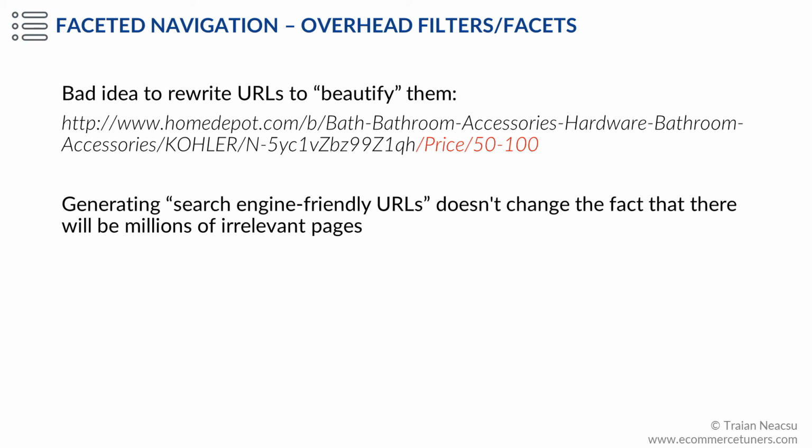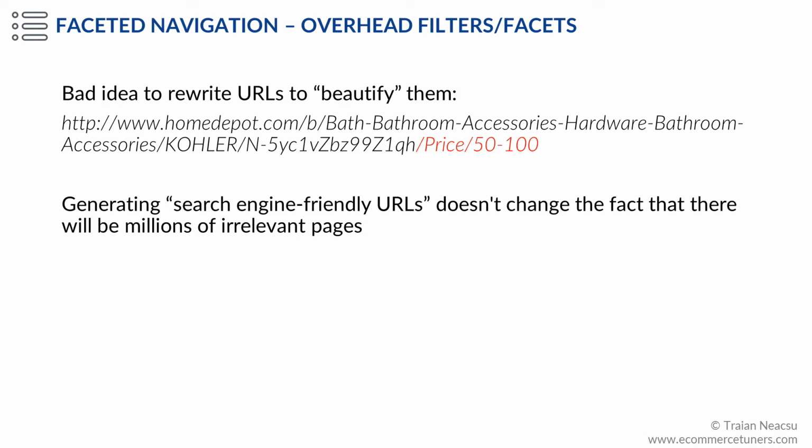It's a bad idea to rewrite URLs to make overhead filters look like static URLs. This sample URL includes the price overhead filter with the values 50 to 100. The URL doesn't exist on Home Depot's website. I added the highlighted part just to exemplify.